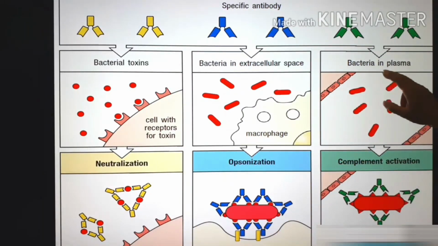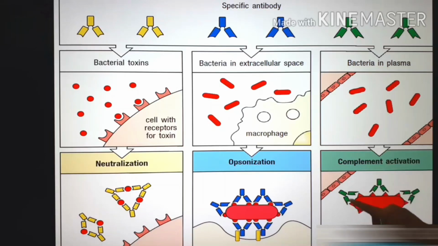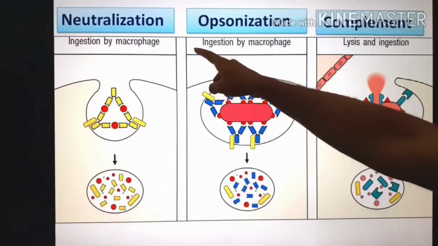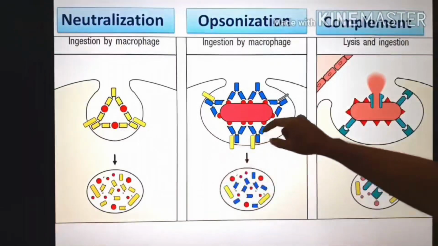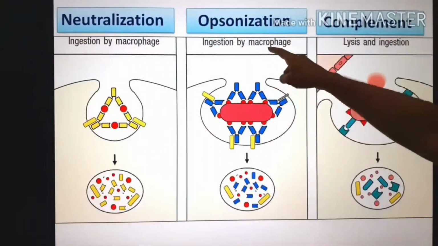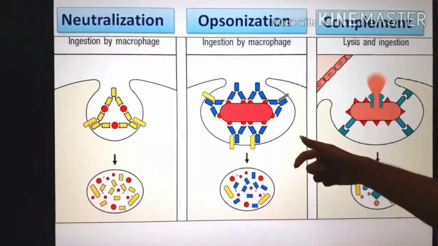But if the bacteria invade the plasma or our bloodstream, then in the blood plasma some molecules are present, soluble molecules like complement protein and also antibody. So the antibody coats the bacteria, or the complement protein directly starts complement activation. After neutralization, the macrophage can engulf or ingest the toxin or bacteria. In this case also, the macrophage ingests the bacteria with high efficiency. That's opsonization. The Greek meaning is to make tasty.